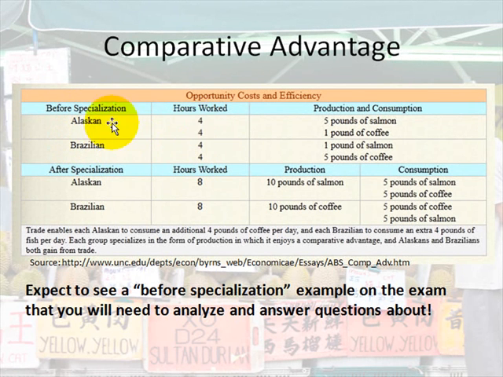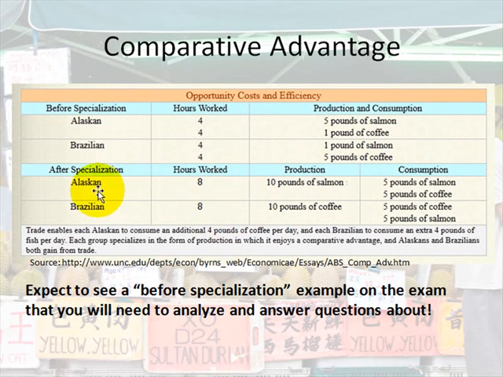In Alaska, if they work 4 hours, they can produce 5 pounds of salmon. Likewise, if they work 4 hours, they can produce 1 pound of coffee. In Brazil, if they work 4 hours, they can produce 1 pound of salmon, and in 4 hours, they can produce 5 pounds of coffee. Well, it pays for both of those nations, I mean, Alaska's not a nation, but it pays for both of those entities to specialize in what they have an advantage producing.